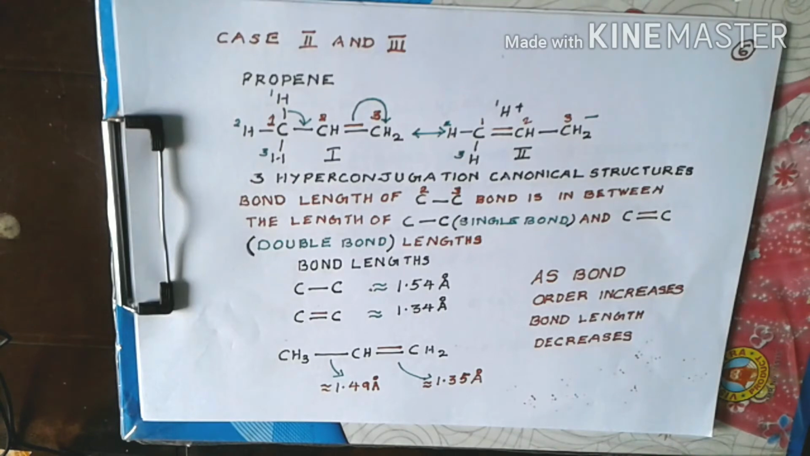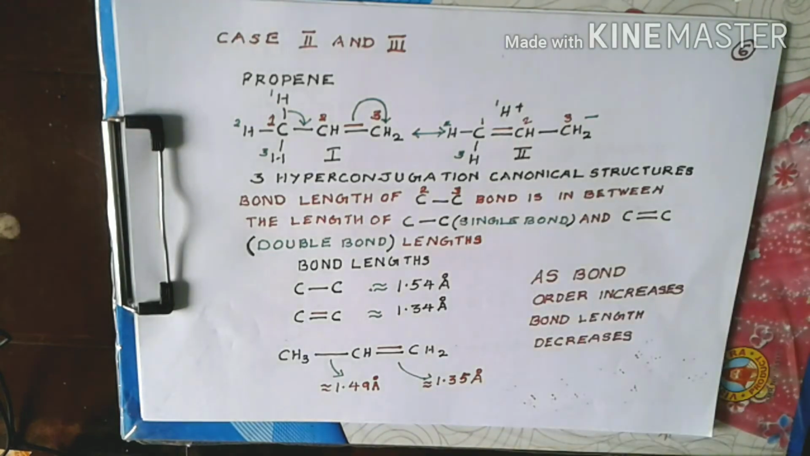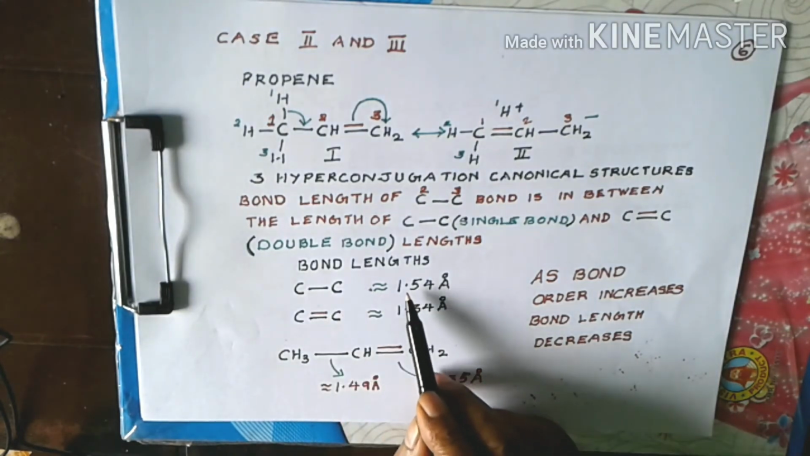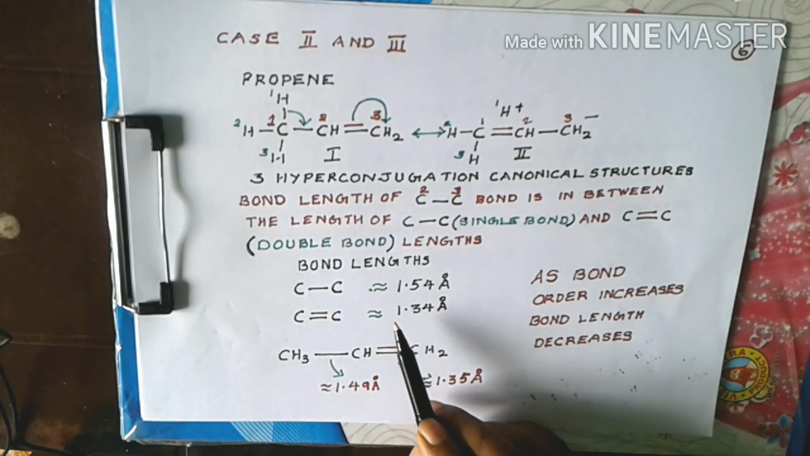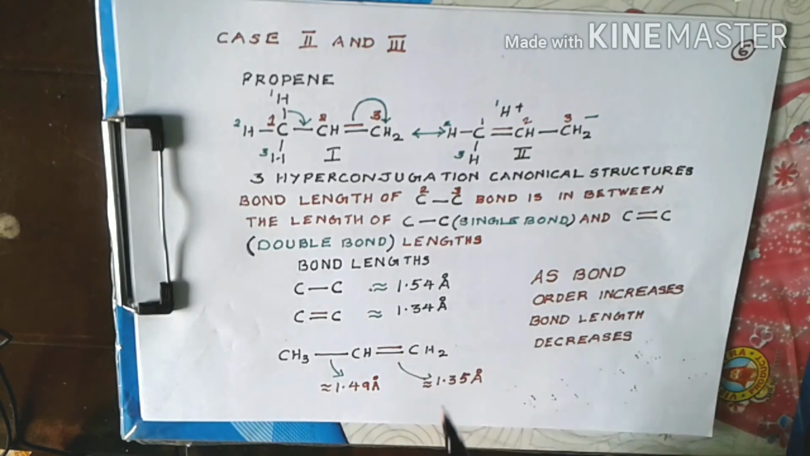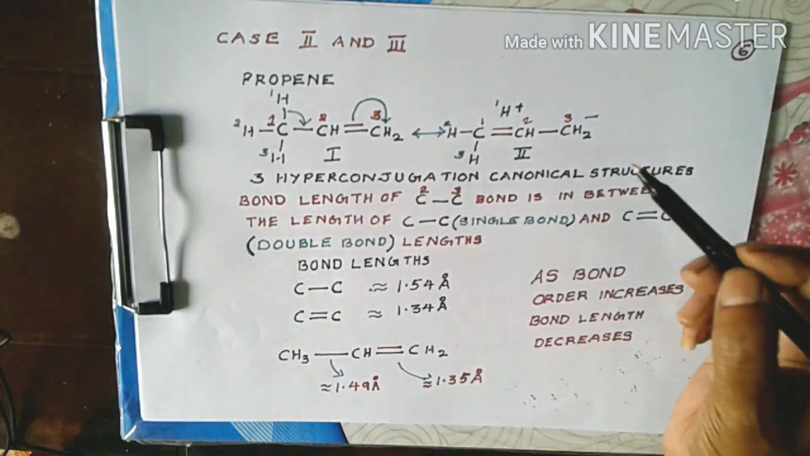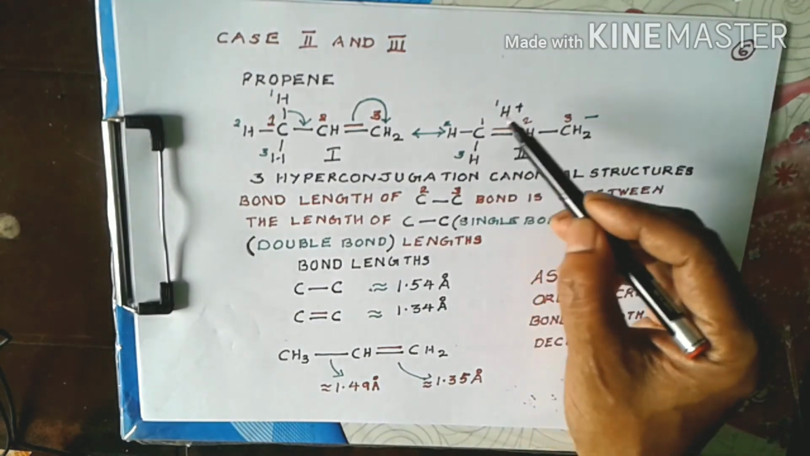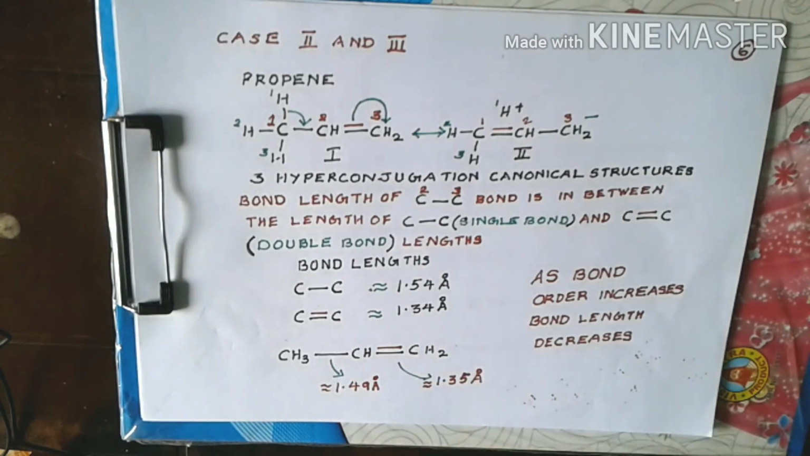Now in the resonance hybrid, the bond between carbon 1 and 2 will have partial double bond character. The usual carbon-carbon single bond length is approximately 1.54 angstrom units. The usual carbon double bond has a length of approximately 1.34 angstrom units. And in propene, since the bond between 1 and 2 possesses partial double bond character due to the contribution of such structures, the bond length is approximately 1.49, which is less than 1.54.